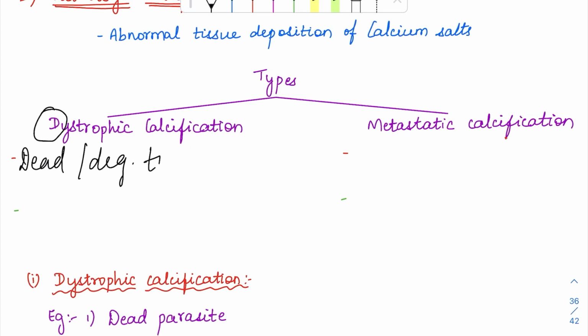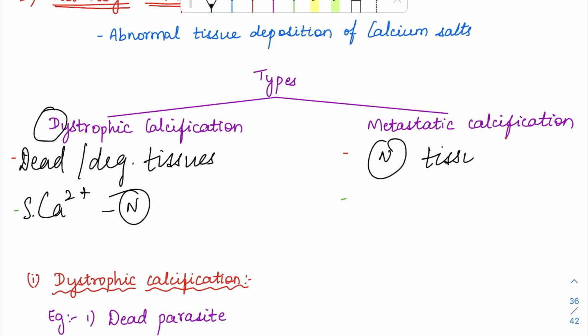In dead and degenerating tissues, you see this calcium deposition, but the serum calcium levels are going to be normal here. While in metastatic calcification, the deposition of calcium is going to be in normal tissues. The tissues are very normal, but here the serum calcium will be elevated, and because of that, there is going to be deposition of calcium.